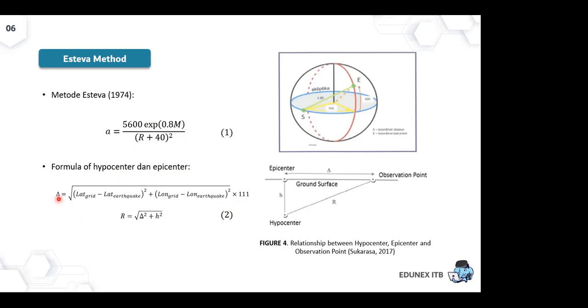And also, the formula of the hypocenter and epicenter can be seen in equation 2, where delta is the epicenter distance in kilometers, h is the depth of the earthquake source in kilometers, and lat and lon stand for latitude and longitude. And in this figure 4, we can see the relationship between the epicenter, hypocenter, and the observation point.